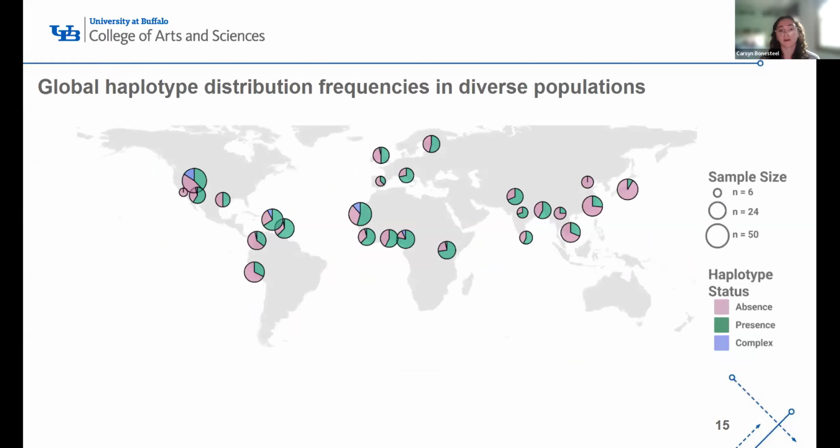So when we look at the haplotypes on a global scale, we see throughout these diverse populations differences in the haplotype frequencies. Pink is signifying the absence, green is the presence, and the remaining 6 rare haplotypes are clustered together as the blue.